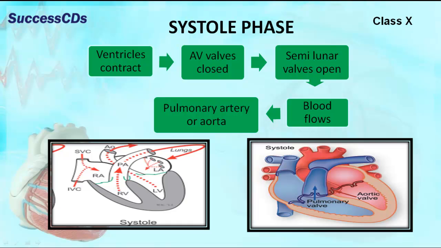Systole phase. The ventricles contract, the atrioventricular valves, the tricuspid and mitral valves, close, the semilunar valves open up, and blood flows into the pulmonary artery or aorta. This is all about the human heart.